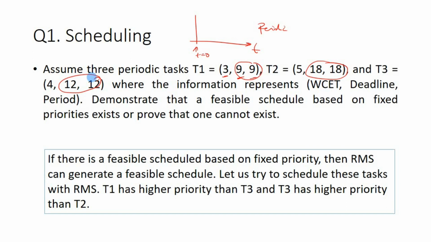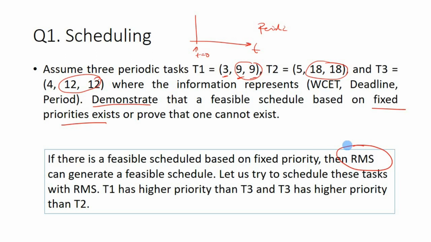The worst case execution time, in this case, is the time that the particular task will take to compute, given its set of activities that it needs to complete. So the question is asking to demonstrate that a feasible schedule based on fixed priorities exists. And from what we know from our lecture slides, if there is a feasible schedule, then one of it must be RMS. So that is what we have understood from lecture slides.